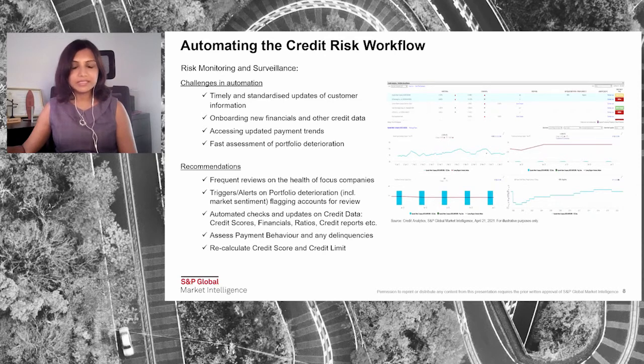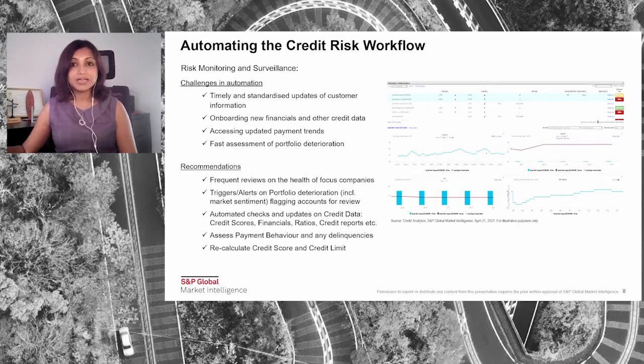The first recommendation is to have frequent reviews on the health of that company. The more frequently you can do this, the better for the condition of that account. The more automated the process, the less time spent overall. Related to that previous point, having an auto-generated trigger or alert on the portfolio deterioration on the basis of updated information impacting credit quality and management of these accounts would be ideal.